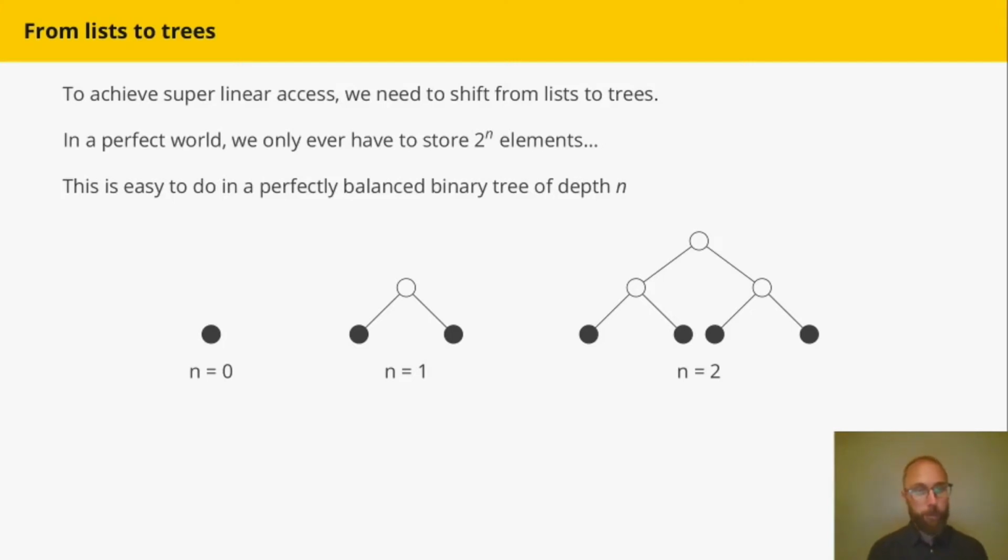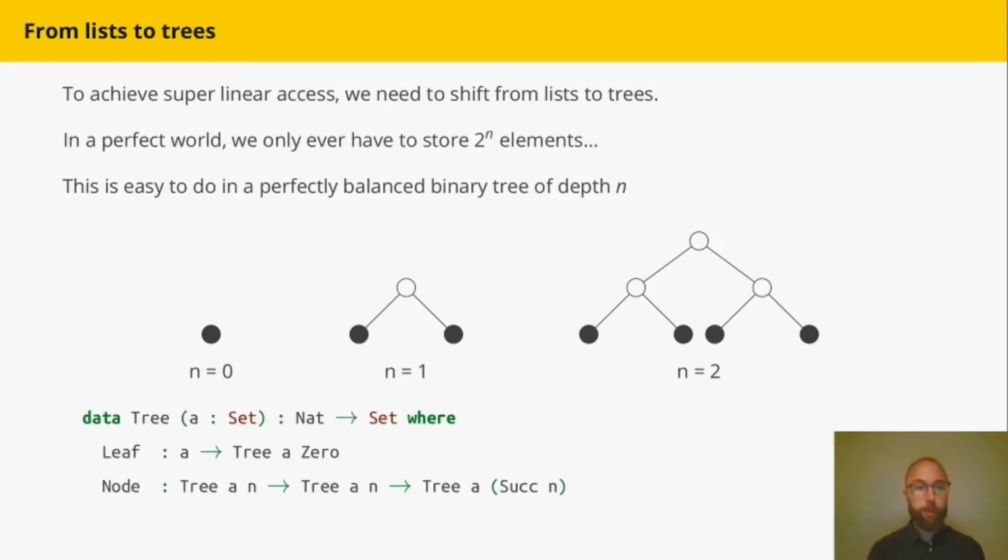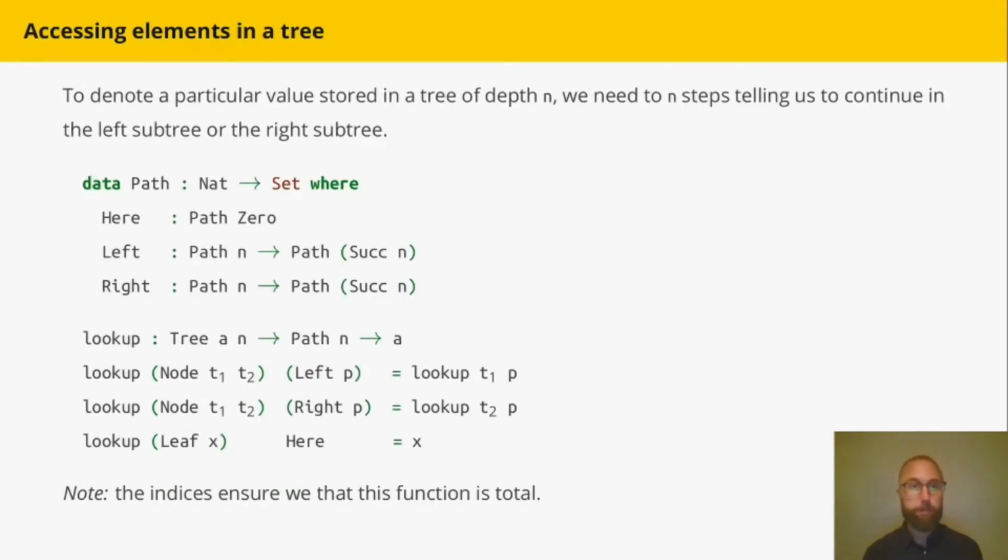So here are a few examples of such perfectly balanced binary trees, where I'm going to draw black dots for the leaves storing data and white dots for the nodes which store no data. If I want to write this in Agda, I can define a little data type for my trees indexed by a natural number corresponding to the depth of the tree. So I can have a leaf which stores an element of type A and has depth 0, or I can have a node which has 2 subtrees of equal depth and then returns a tree which is 1 deeper.